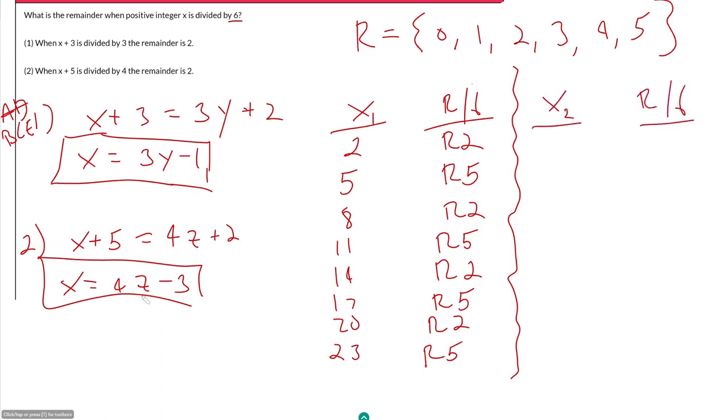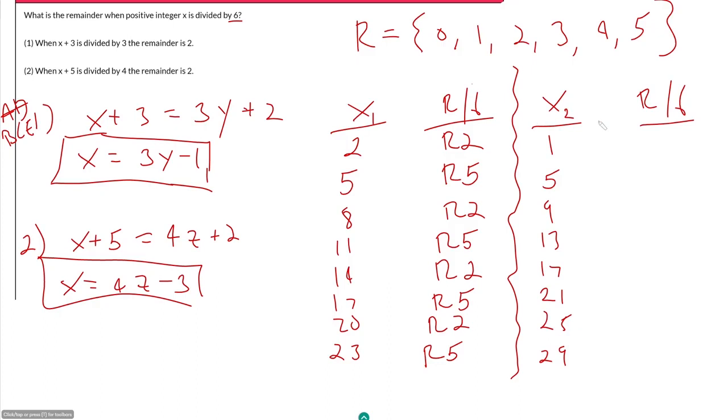So when z is equal to 1, x is equal to 1. When z is equal to 2, 4 times 2 is 8, minus 3, so x would be equal to 5. So we're going up by 4 each time. So 1, 5, 9, 13, 17, 21, 25, 29. That should be good for now. So let's find what some of our remainders could be.